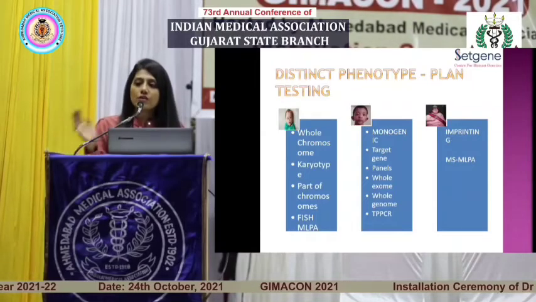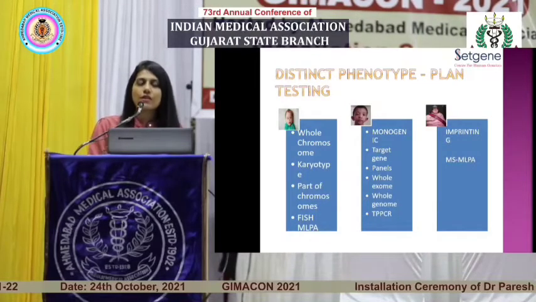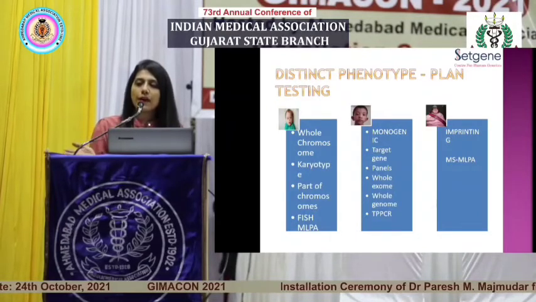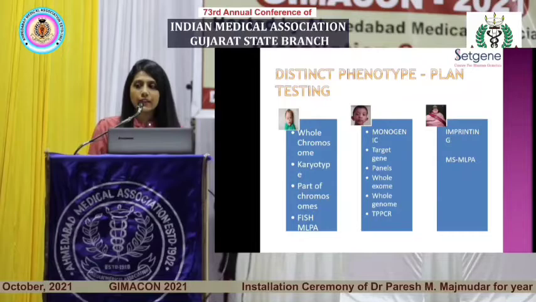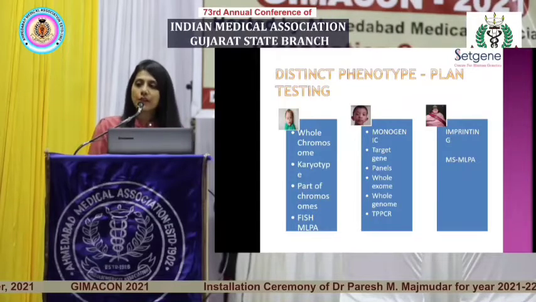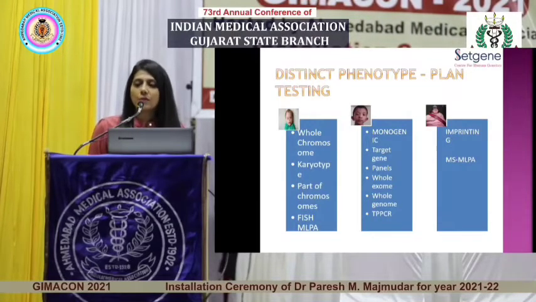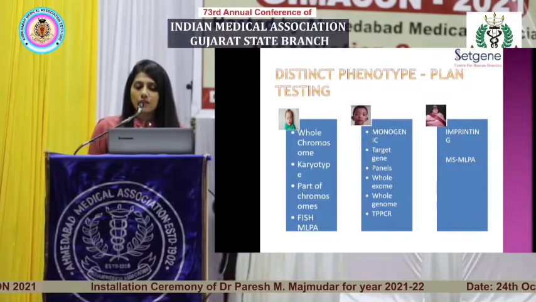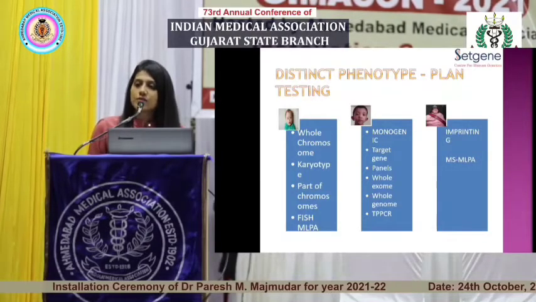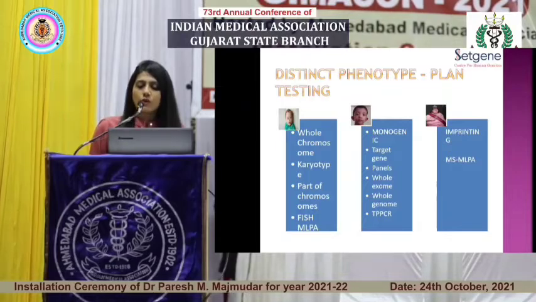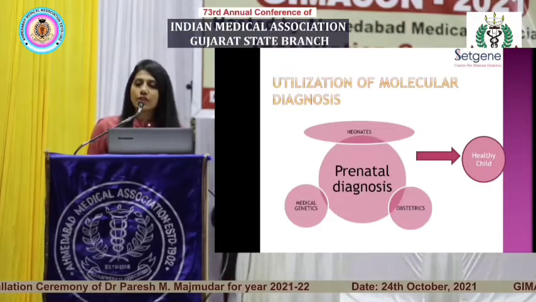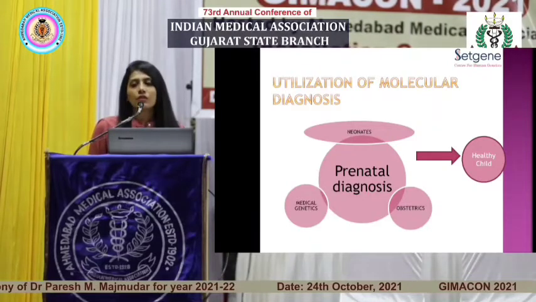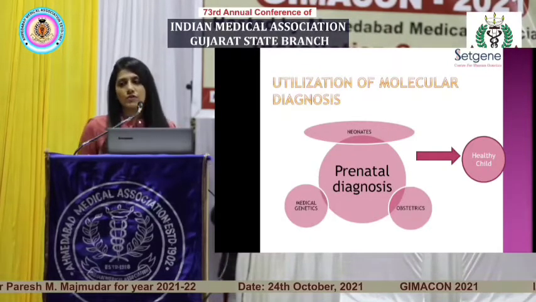And if you are suspecting a single gene disorder, then based on the phenotype, either a single gene or a panel of genes, or it could be a clinical exome. But in case of imprinting disorders, we require methylation specific MLPAs. And this distinct phenotype will give us the molecular diagnosis, which is the most efficient application nowadays. Once we have the molecular diagnosis, we can offer a prenatal diagnosis to the parents.